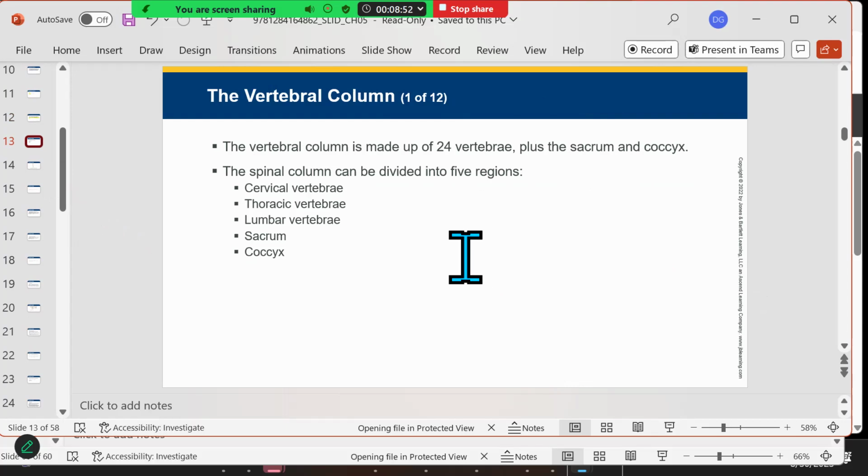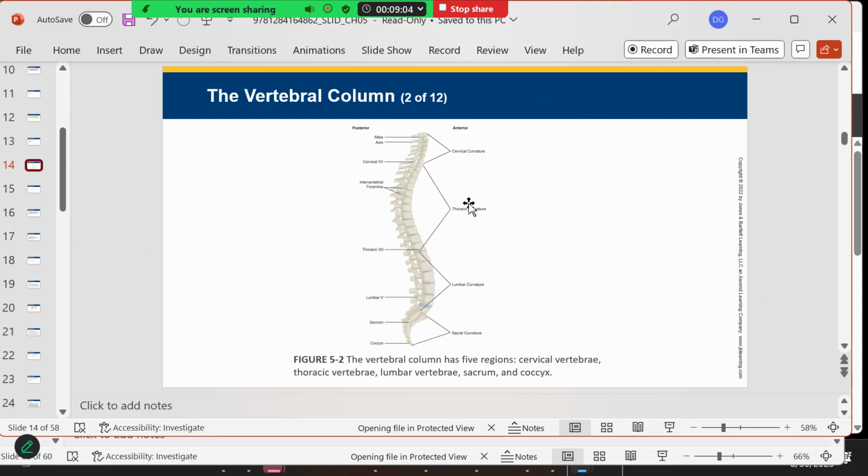Vertebral column, 24 vertebrae, sacrum, coccyx, divided into 5 regions. I already covered those actually. We talked about cervical, thoracic, lumbar, sacrum, and coccyx. And there's a picture of it. That's the entire spinal cord.